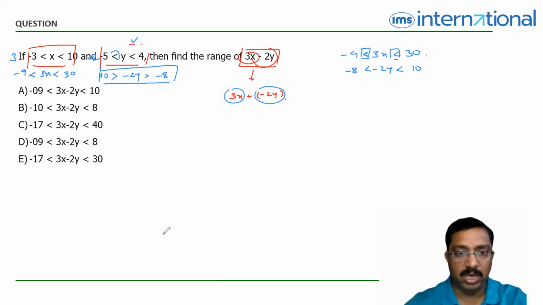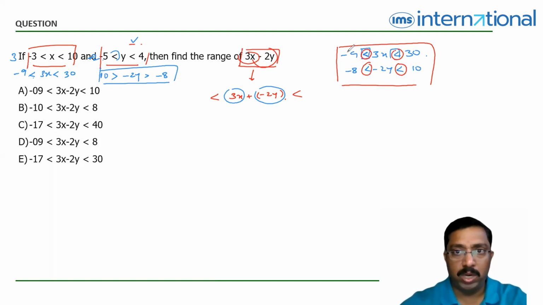Now you see in both the limits, the directions are the same, right? This gives you the comfort of directly adding up the limits for 3x and minus 2y. The lower limit of 3x is minus 9 and the lower limit of minus 2y is minus 8. They add up to give you the lower limit of 3x minus 2y. Likewise, the upper limit of 3x is 30 and the upper limit of minus 2y is 10. This will add up to give you the upper limit of 3x minus 2y, which is 40 here. And the lower limit is minus 17.